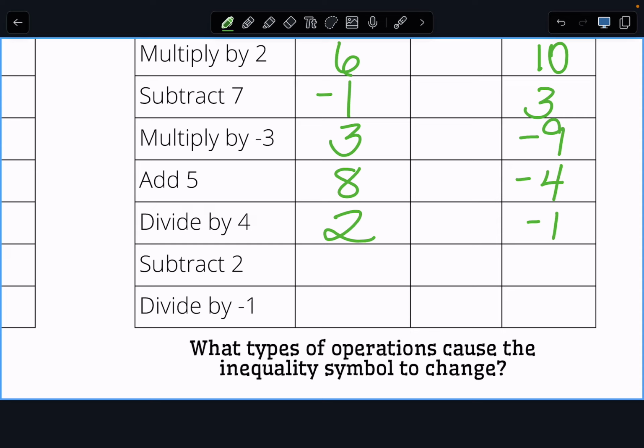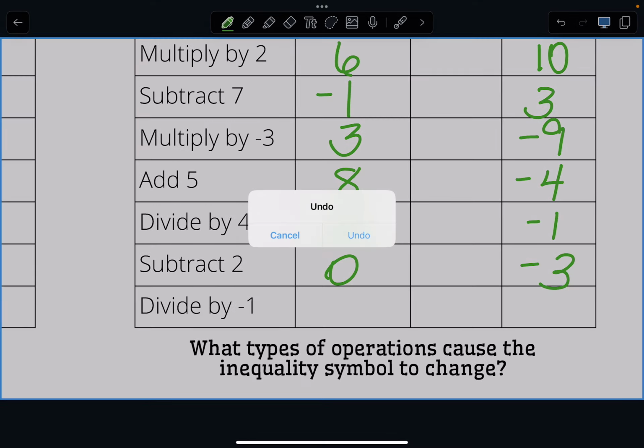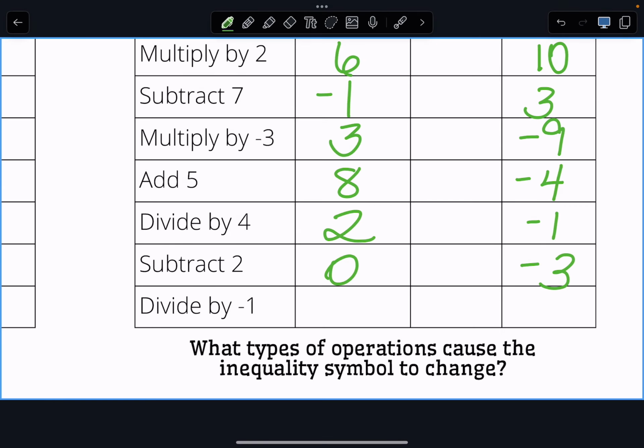Subtract 2. What's 2 minus 2? Negative 1 minus 2. Okay. The last one. Divide by negative 1. What is 0 divided by negative 1? 0, because it's 0. Negative 3 divided by negative 1. 3. 8. 2. 1.